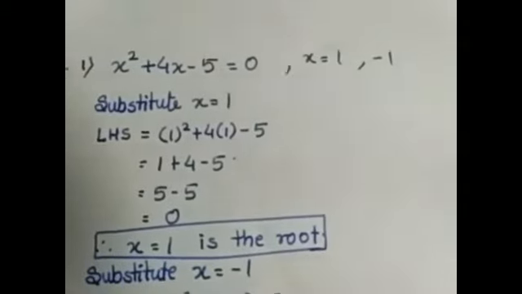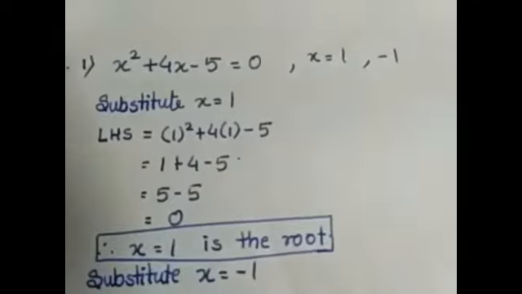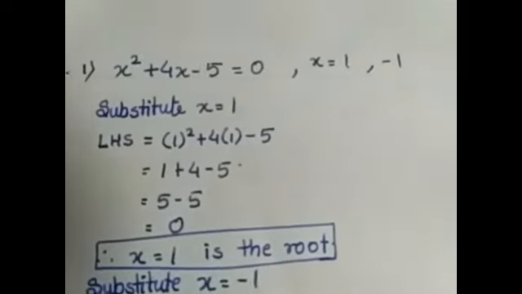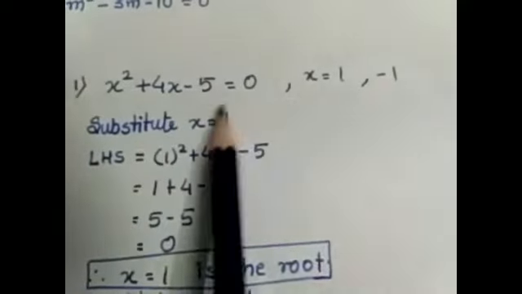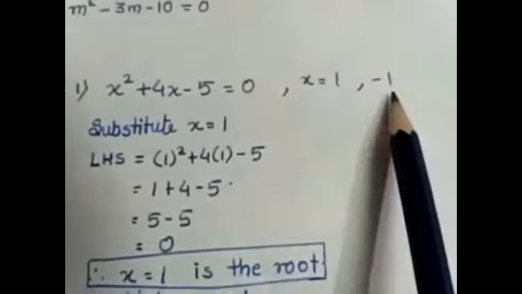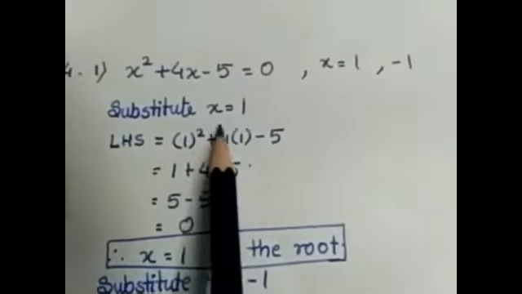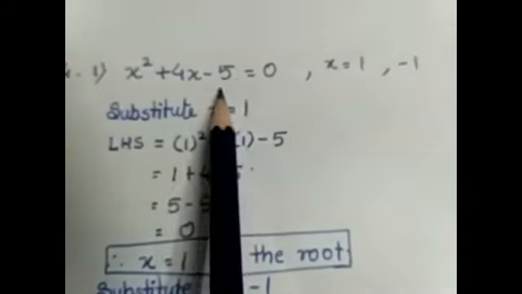Now question number 4 is, we have to determine whether the values given in front of the quadratic equation are roots of the equation or not. The quadratic equation given to us is x square plus 4x minus 5, and the values given here are 1 and minus 1. So one by one we will check it. First of all, we will substitute x is equal to 1 in the quadratic equation x square plus 4x minus 5.